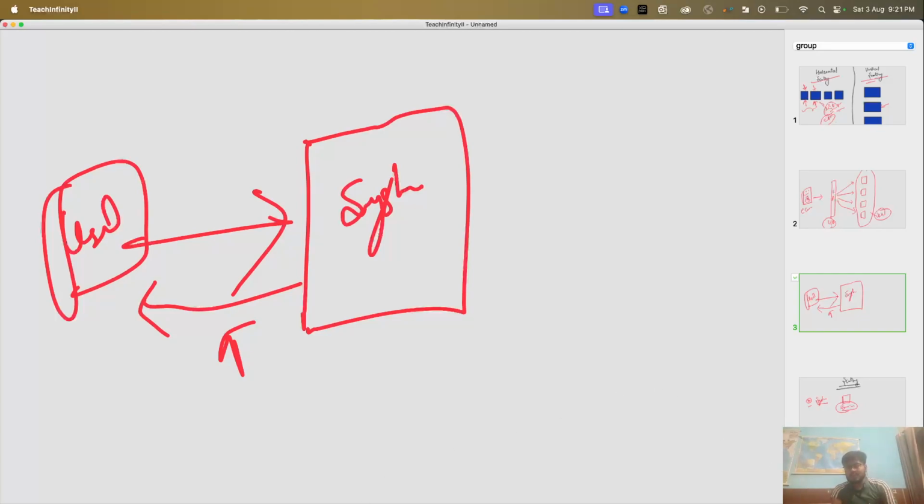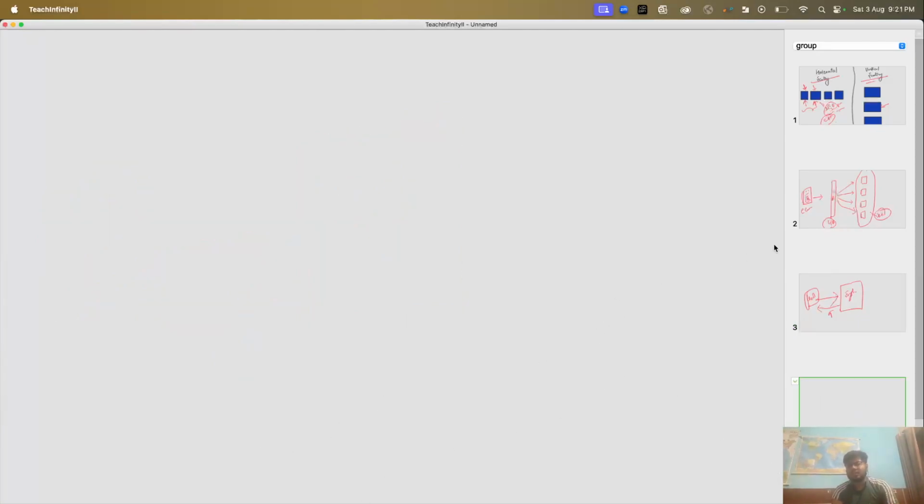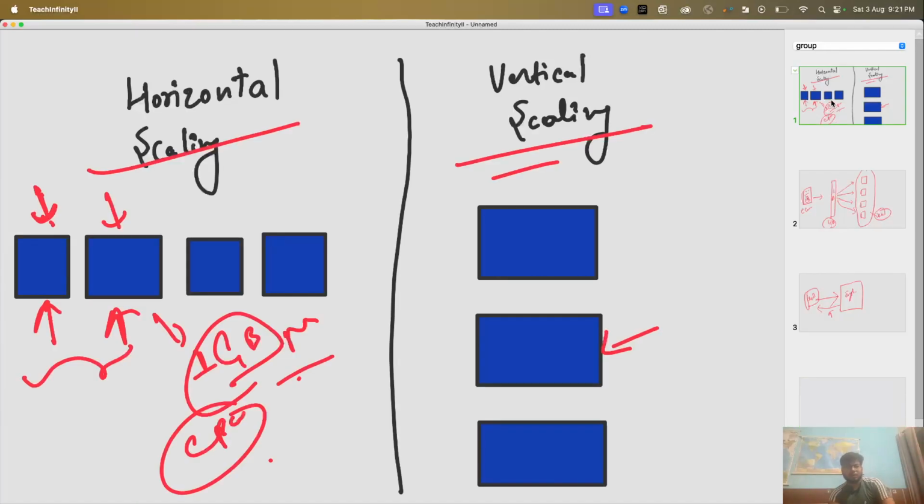Now we will see the advantages and disadvantages of vertical scaling. Let's go one by one, starting with the advantages. The advantage of vertical scaling is that your data is consistent. Since you're storing all the data in one node, the data will be consistent in your subsequent requests. Whereas in horizontal scaling the data is not consistent at the same time.